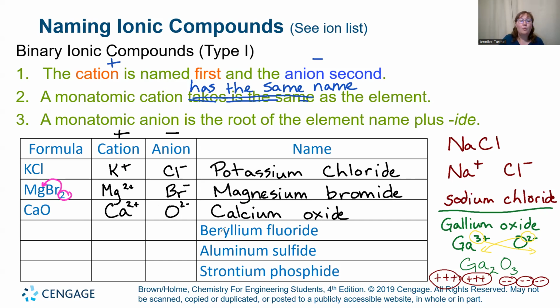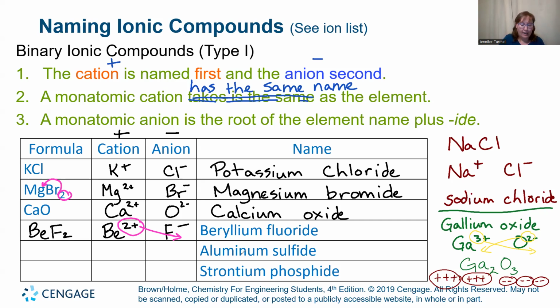So first of all, we've got beryllium, and we can see on our list, our monatomic cations, that beryllium forms a Be2 plus, and fluoride makes an F minus. All right, so I bring that 2 plus down, and this becomes BeF2.